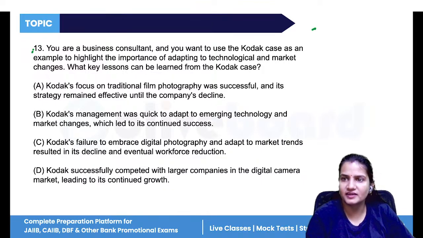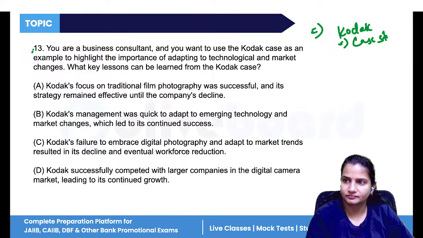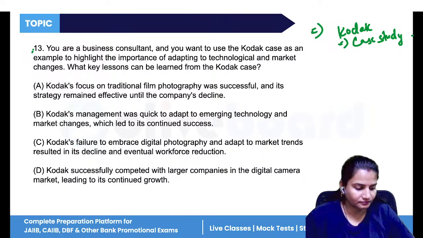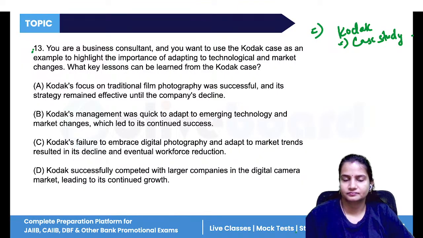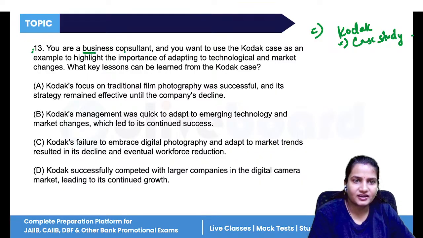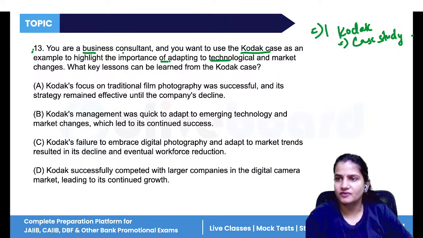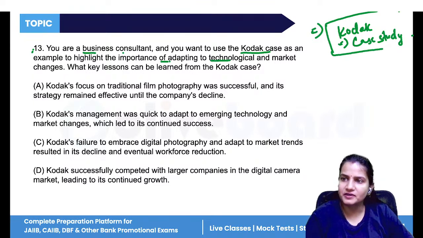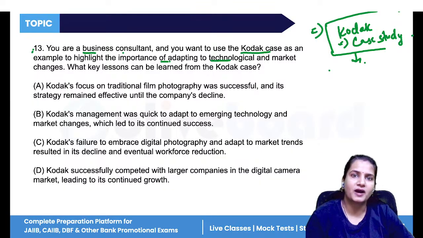Now, next question number 13. This question is based on your case study, the Kodak case study, which is given in your book in the unit on valuation and mergers. Now, you are a business consultant and you want to use the Kodak case as an example to highlight the importance of adapting. Okay, why Kodak company? Why did this company fail? Because this company did not follow the new market trends.